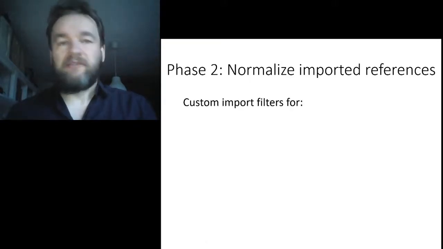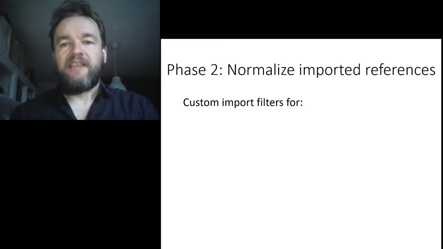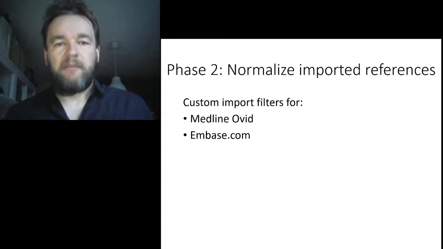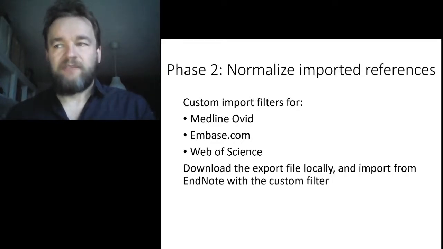Normalizing the imported references is done in several ways, and one of the important things that we have developed is custom import filters. We've developed custom import filters for many different databases, such as Medline and Ovid, Embase.com, and Web of Science. If you export references from these databases, we recommend that you store these files locally and then use EndNote to import the file.